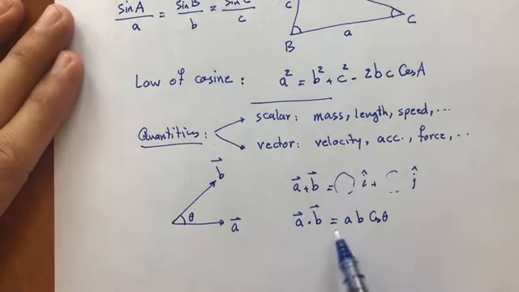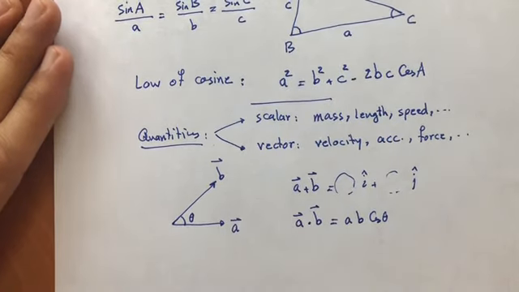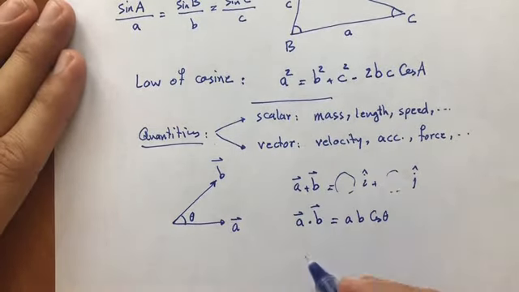And also the other way to calculate it, if you know the x and y components of these two vectors, you need to multiply the x components together, the y components together, then add them together. That's another way to find the dot product of two vectors.